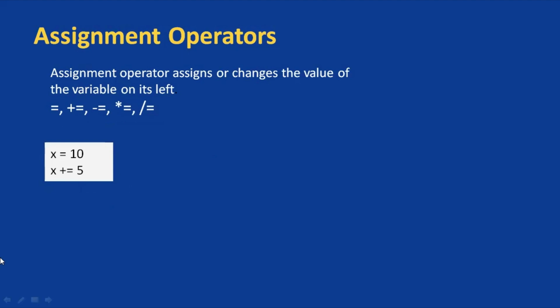Here I have given one example, x is equal to 10. What does it mean? This value 10 is assigned to the variable x. On the left-hand side, x is a variable. This equal to operator we are using is the assignment operator. So the value 10 is assigned to the variable x.